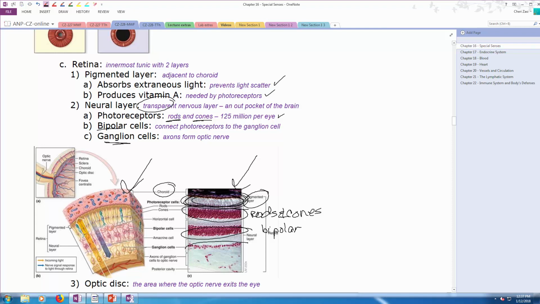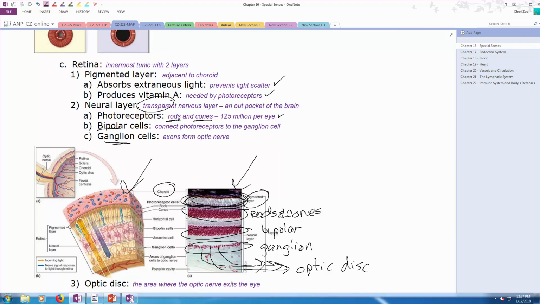And then here's the ganglion cell layers. The ganglion cells are actually having their axons leave and go towards the optic disc. So all the axons are going off in this direction. So they are also on the surface of the retina.